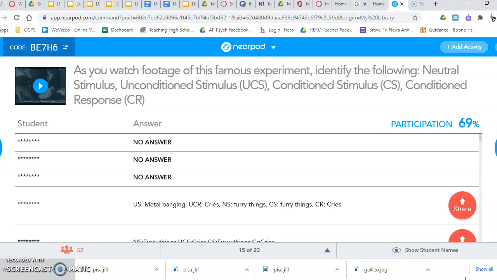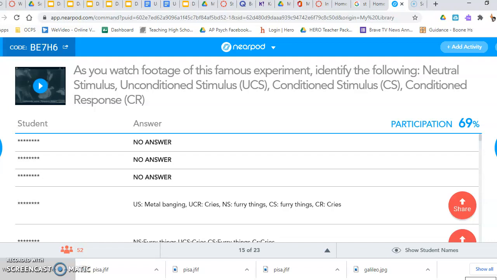The white bunny, the neutral stimulus, becomes the conditioned stimulus. When Little Albert sees the white bunny or anything furry or white, then he becomes afraid. So the neutral stimulus and the conditioned stimulus are going to be the same thing. It's neutral when it doesn't cause a response. It's conditioned when it does cause the response, okay?